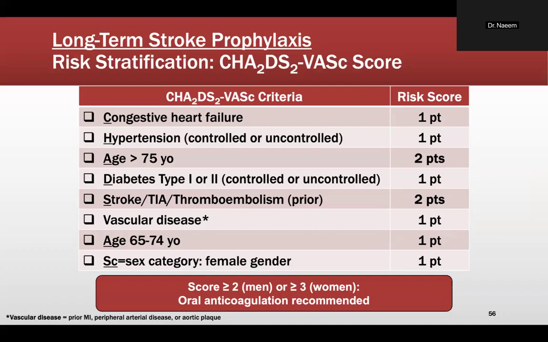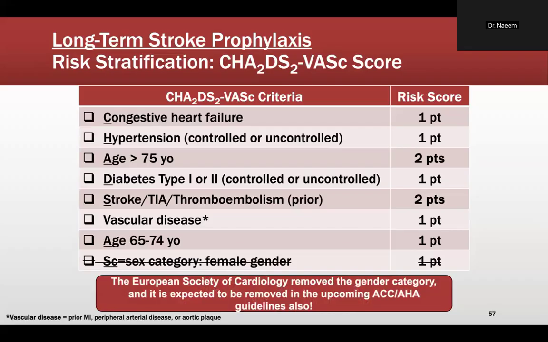I will provide the CHA2DS2-VASc score for you. Say you have a practice case or something that is on the exam, then you will be provided this criteria. So the key task that you'll have is to be able to just sum up all the points, and then based off of that sum, decide whether the patient is a candidate for anticoagulation or not.